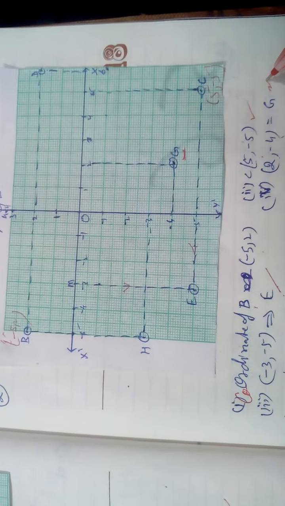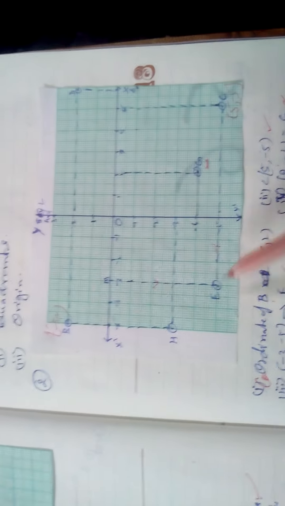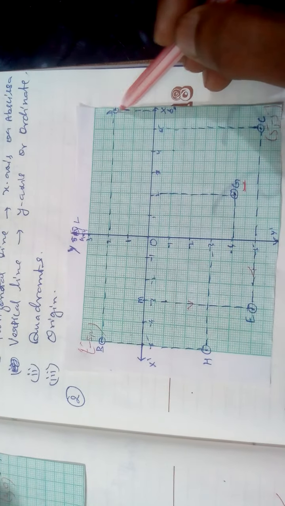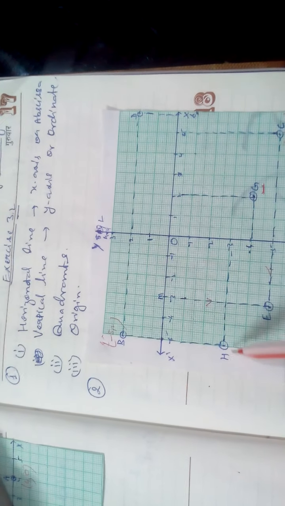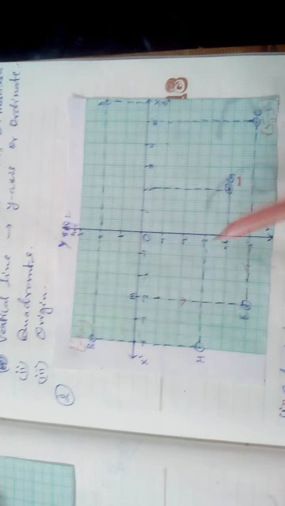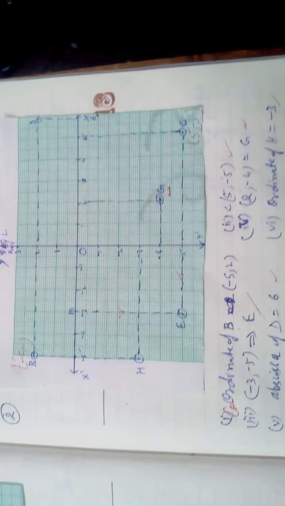What is the point? G. Abscissa of D. Where is the D? D is given here. Abscissa of D means value of x, 6. Abscissa of D is 6. Ordinate of H. Where is the H? H is here. Ordinate means value of y. Y is on this, you will get minus 3. So the ordinate is minus 3.